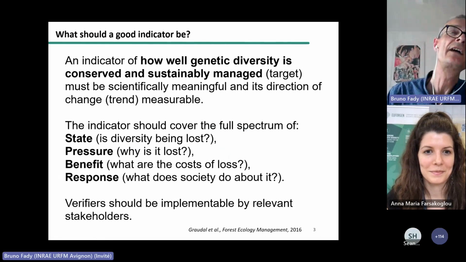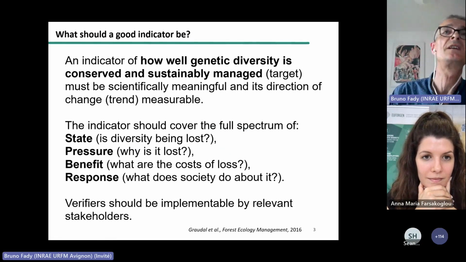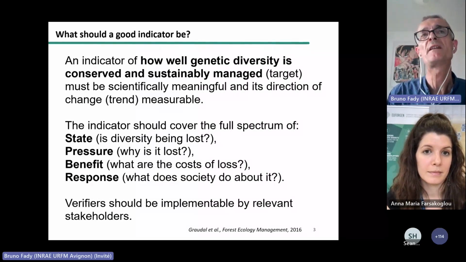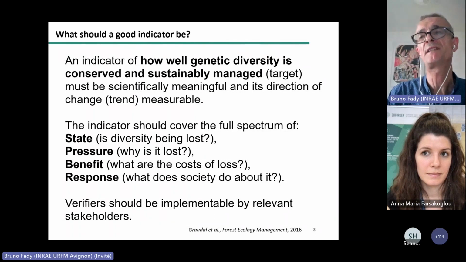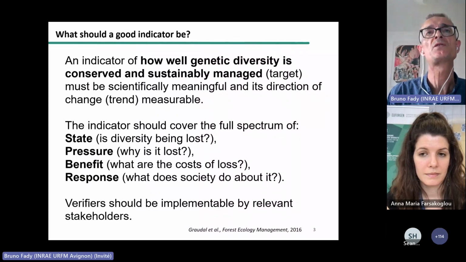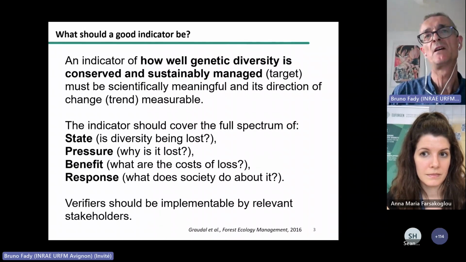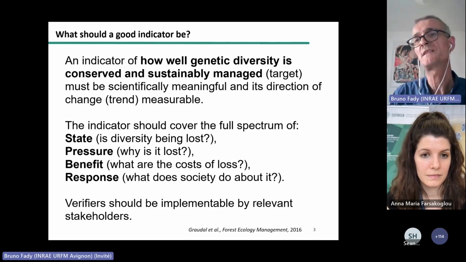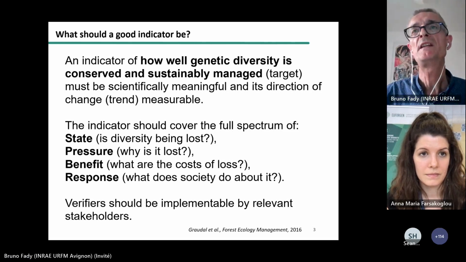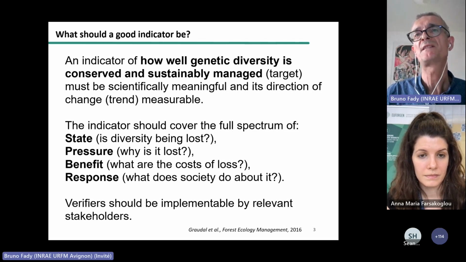So first, before going back to Ne, I would like to start again with what is a good indicator. The question we have in mind is how well genetic diversity is conserved and sustainably managed. That's the target of our indicators. As Sean mentioned, those indicators should be scientifically meaningful, and they should be able to assess direction of change, so some sort of trends. And the verifiers that we use should be implementable by relevant stakeholders, be they scientists, managers, or policymakers.